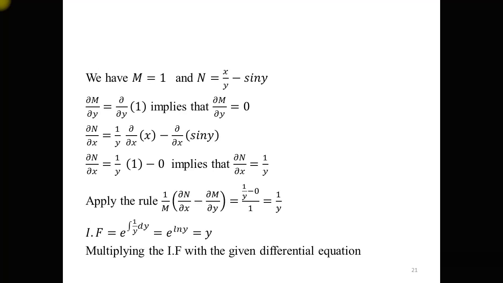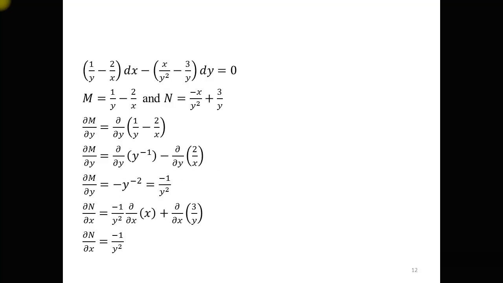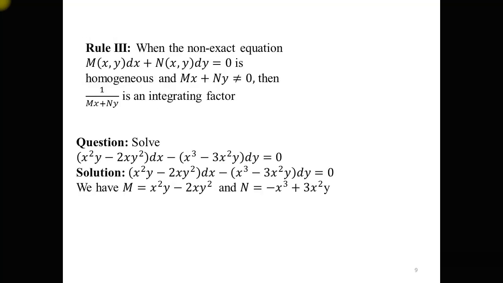Now rule number third and fourth in this lecture. Rule number third: when the non-exact differential equation M(x,y) dx plus N(x,y) dy is equal to 0 is homogeneous and Mx plus Ny does not equal 0, then the integral factor is 1 over (Mx plus Ny).